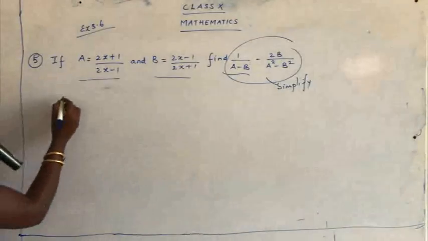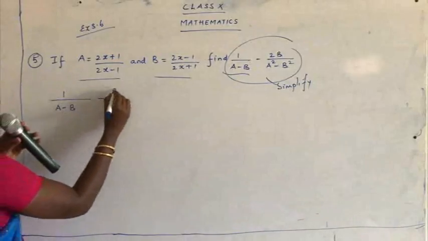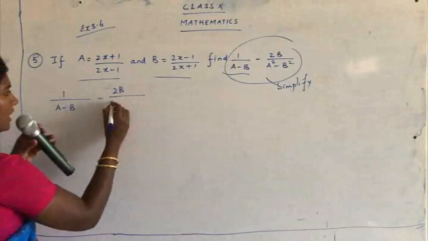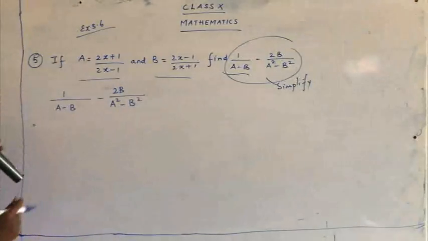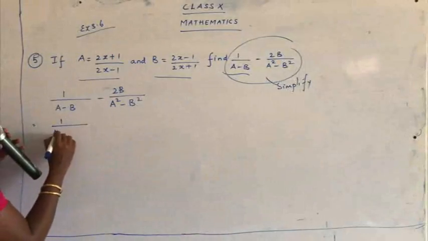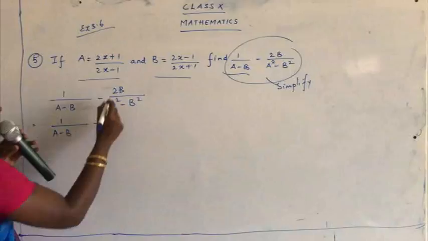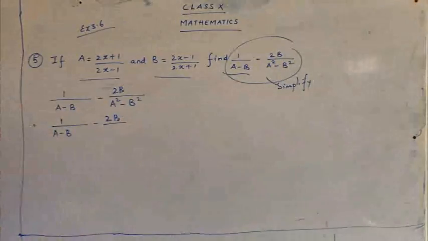Let's take the find part. 1 upon a minus b minus 2b upon a square minus b square. Just see the simplification children over here. So the first part remains the same, that is 1 upon a minus b minus, keep the numerator part as it is. Now it's a square minus b square.